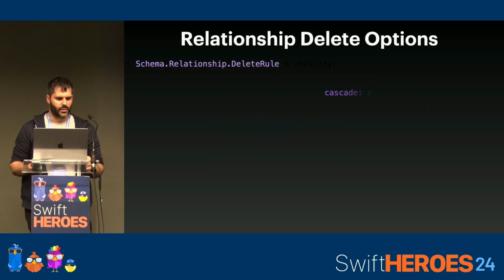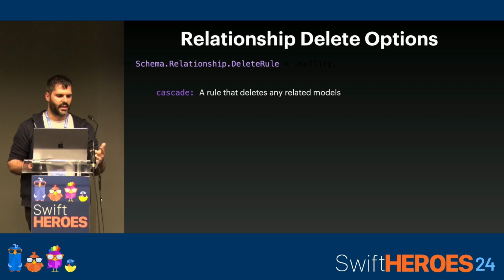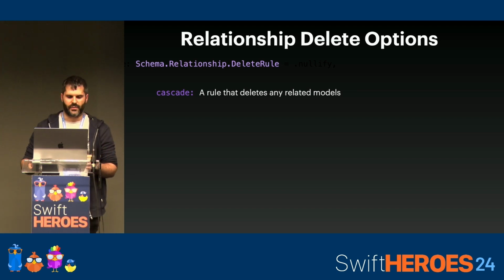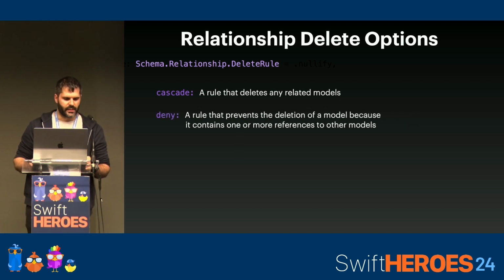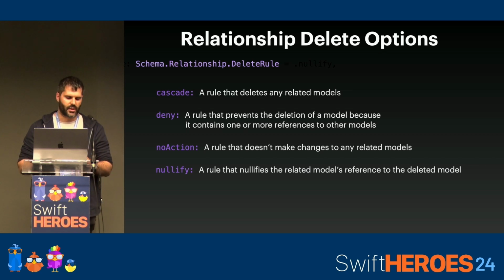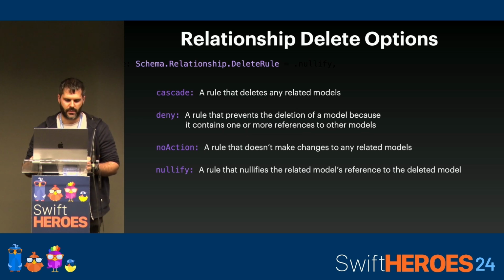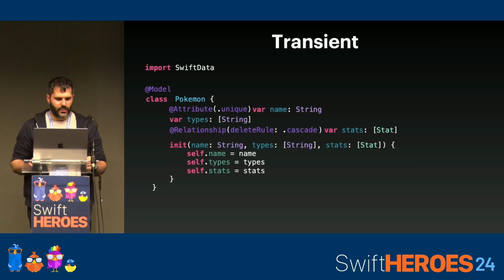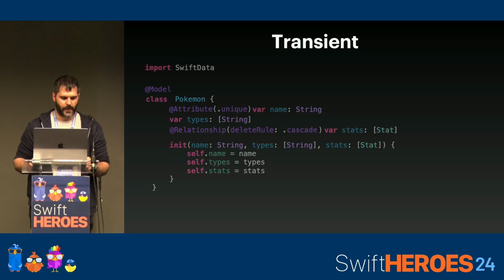Let's see the delete rule. The first one is cascade. This means that if you delete the first model, all the models related to it will be deleted. Deny is a rule that prevents the deletion of a model because it contains one or more references to other models. No action is a rule that doesn't make changes to any related models. And nullify, that is actually the default value, nullifies the related model's reference to the model. Okay. We define our relationship too.